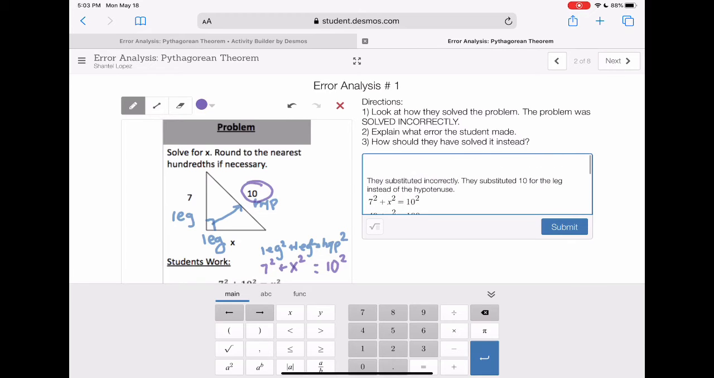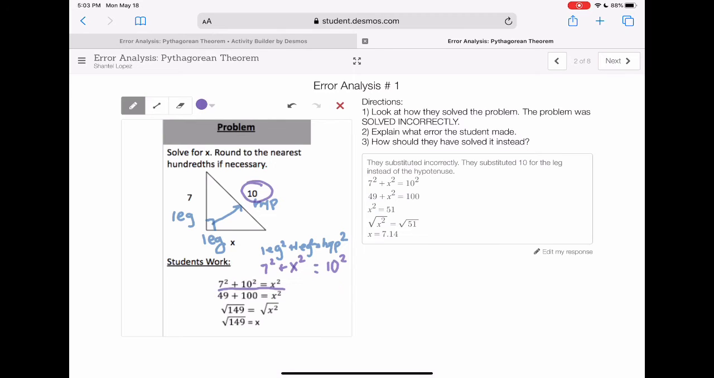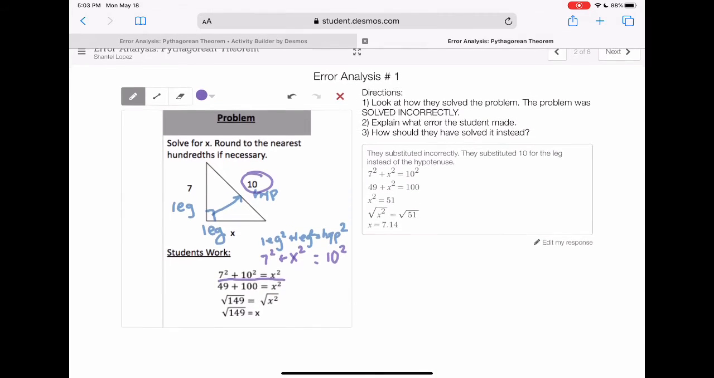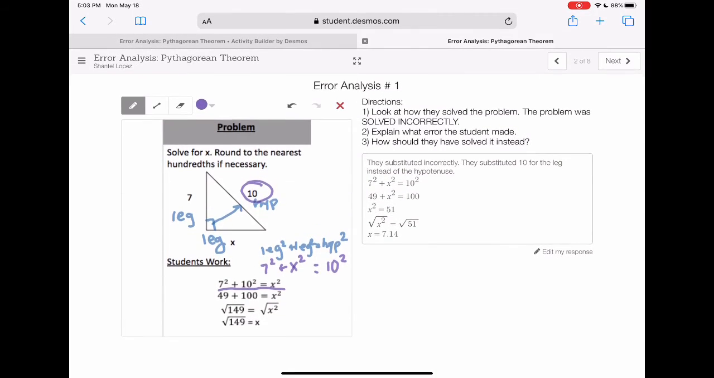And then that's how I show how they should have solved it correctly. Okay, and then I'm gonna press submit. And let's say I found an error here in my work. I can always click edit my response and change it. Okay, let's look at the next problem.